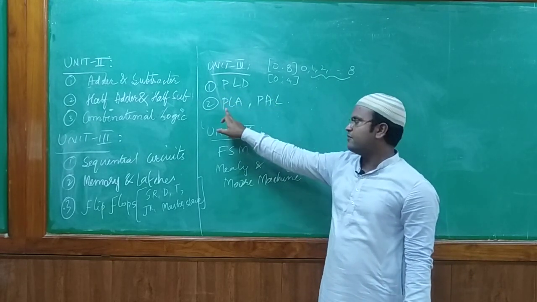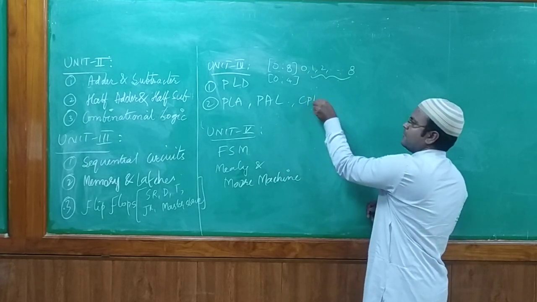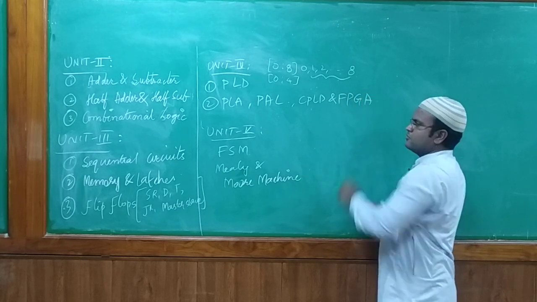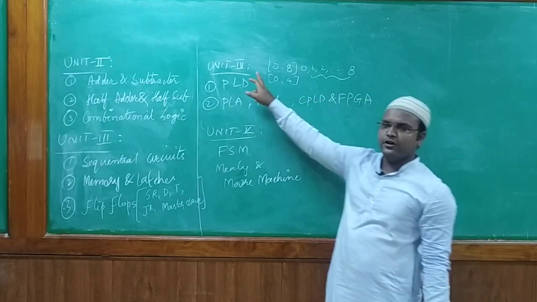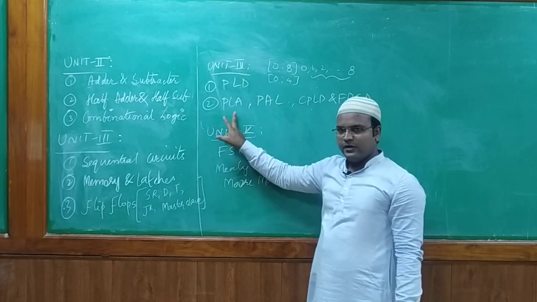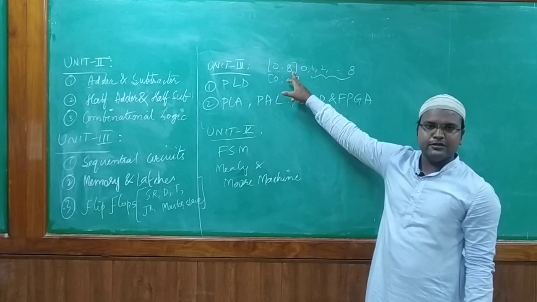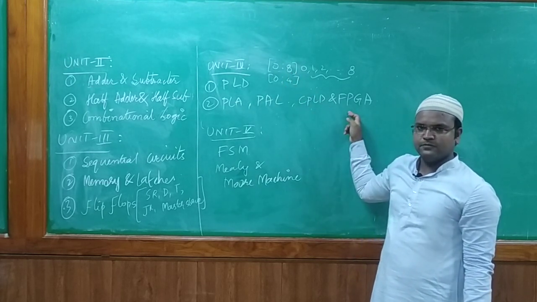In that we'll have PLA, PAL, which are different, then CPLD and FPGA. So these are the different parts we are going to understand in unit 4. In unit 4, the basic concept is arrays. We need to consider the array. There are different input array combinations, and we can take all these parts.